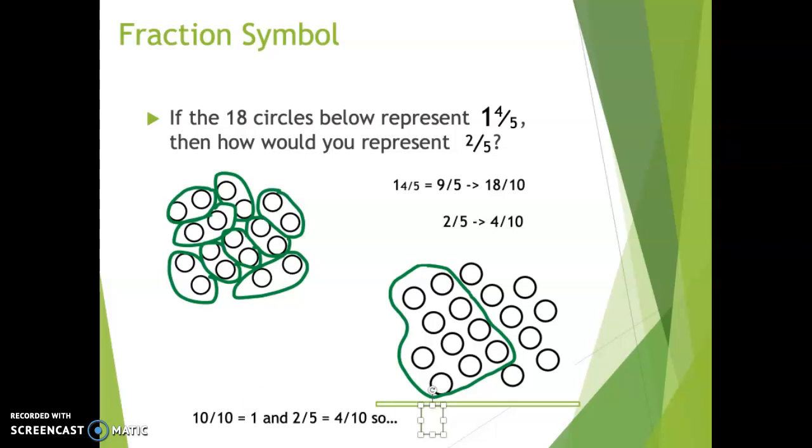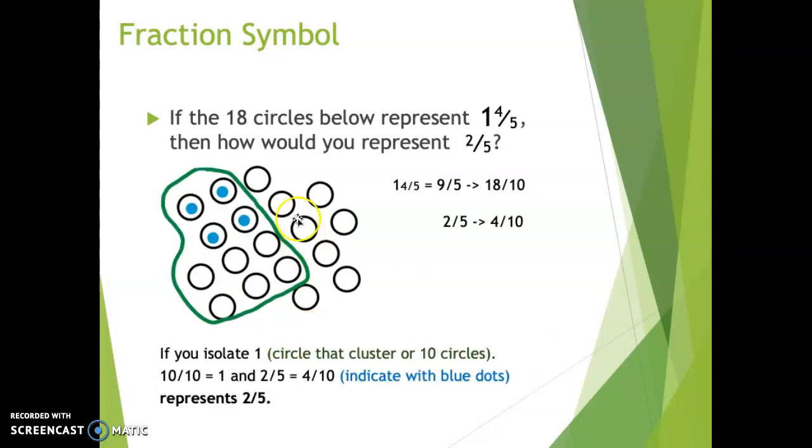So what do you think my next step of illustration might be? Okay, so if I have that circled, 10 circles equals 1. So I isolate 1, circling a cluster of 10 in green. That's 10/10 equals 1. And 2/5 equals 4/10. That's indicated then with the blue dots. So that's what my representation of 2/5 is. Right? Again, how you do this process may be different, and that's wonderful. Let's bring it to class and share it.